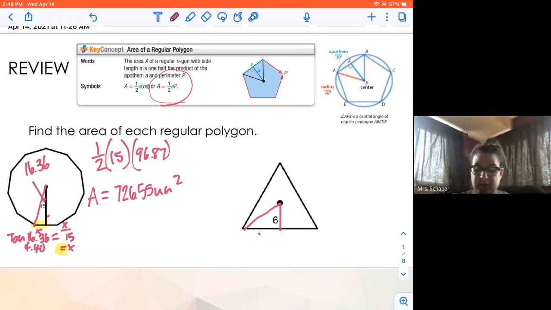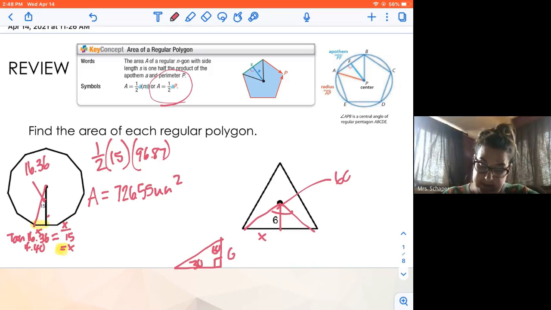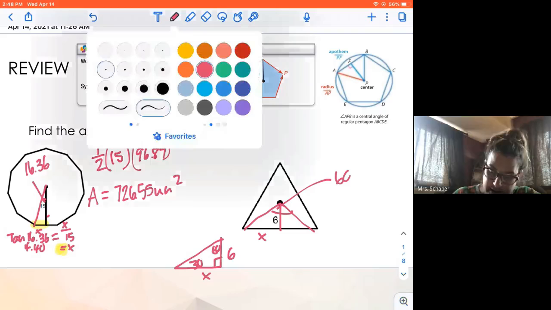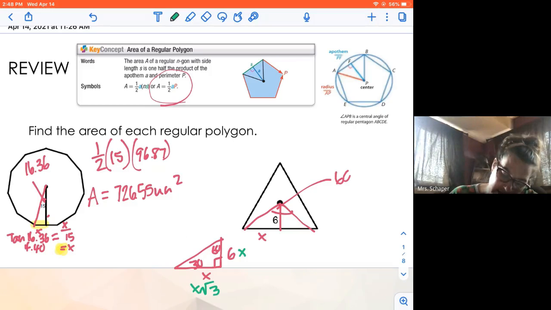Now with this triangle, I need to find this measurement again. 360 is the total of all of the angles. This total angle here is 120, which makes this angle 60. When I take out my triangle, this is 30 because that is 60, and this is 6, so I need to figure out x. In a 30, 60, 90 triangle, just a reminder, opposite 30 is x, opposite 60 is x square roots of 3, and opposite the 90-degree angle is 2x.